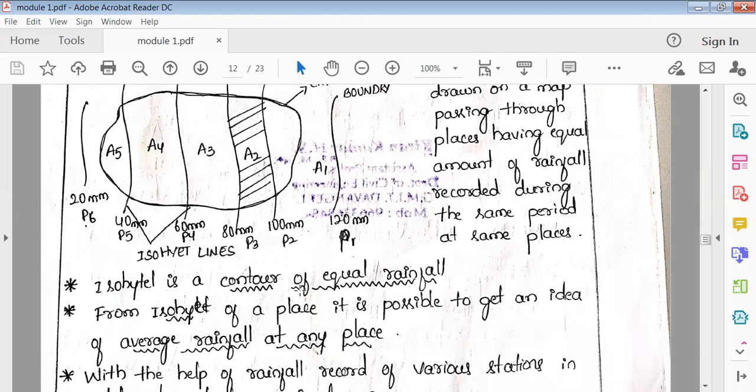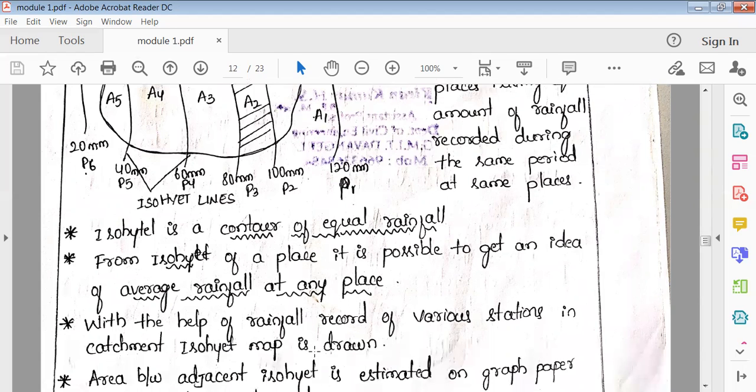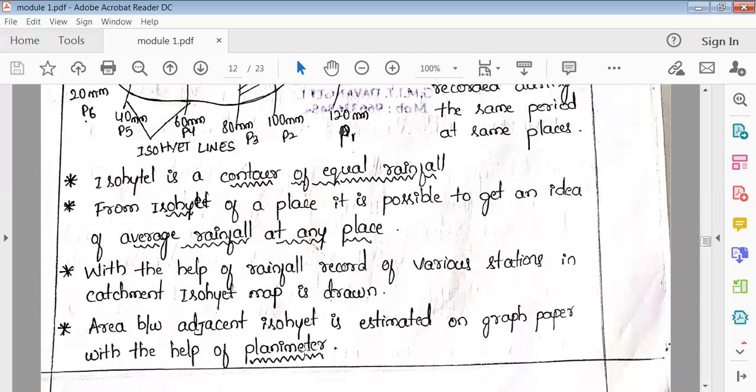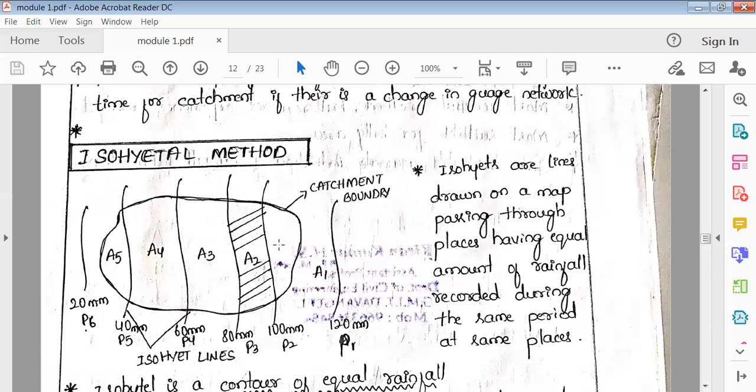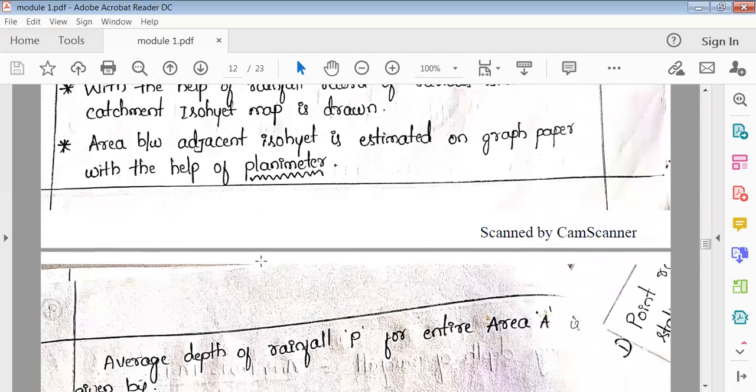So an isohyet is a contour of equal rainfall, and from the isohyets of a place, it is possible to get an idea of average rainfall at any place. So with the help of the rainfall record of various stations in the catchment, an isohyetal map is drawn, and the area between the isohyets is estimated on graph paper with the help of a planimeter. So here you can see this area you can divide. So this is A1, A2, A3, A4, and this is A5. This is done using a planimeter.